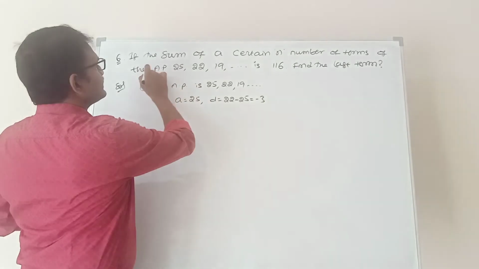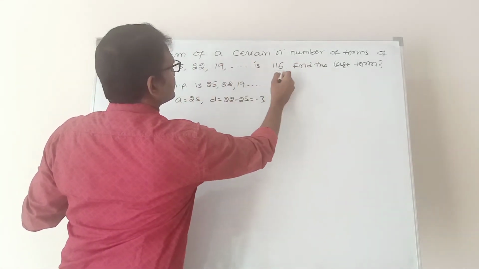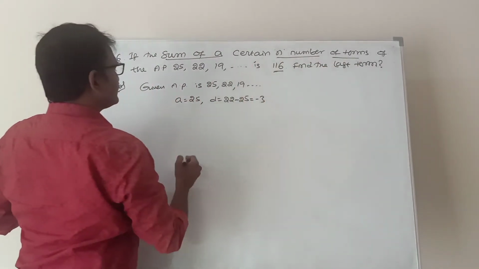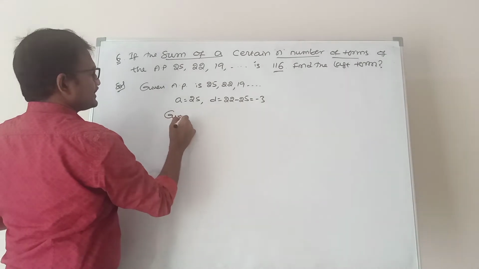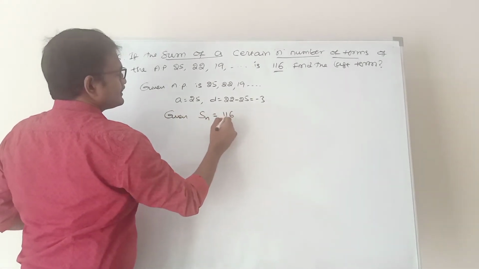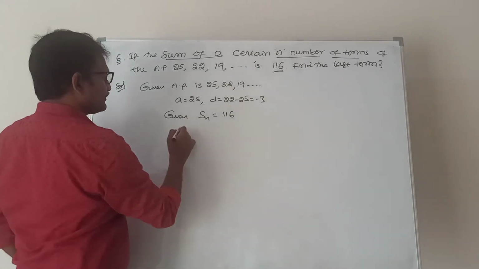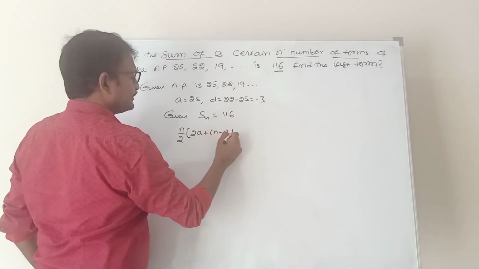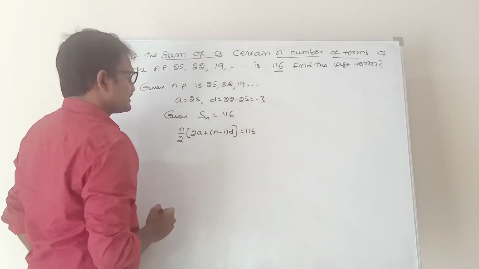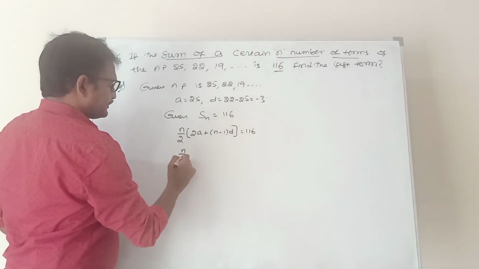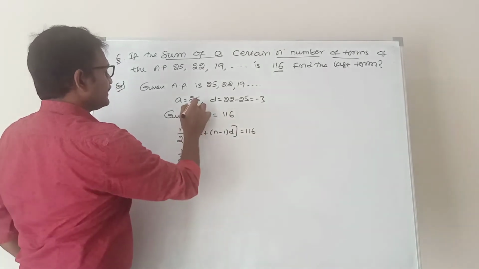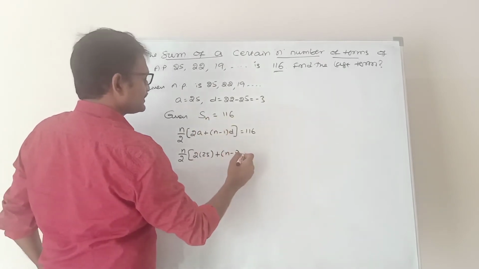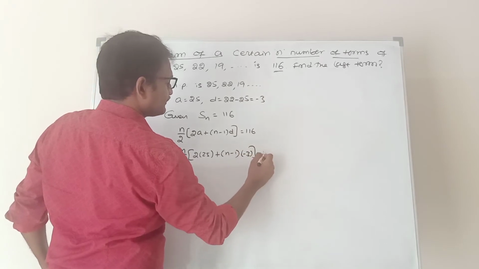Next, what is given? Sum of n number of terms is 116. That means given Sn is equal to 116. What is the formula for Sn? n by 2 into 2a plus n minus 1 into d is equal to 116. So n by 2 into 2 into a value, 25, plus n minus 1 into d. Common difference is minus 3, is equal to 116.